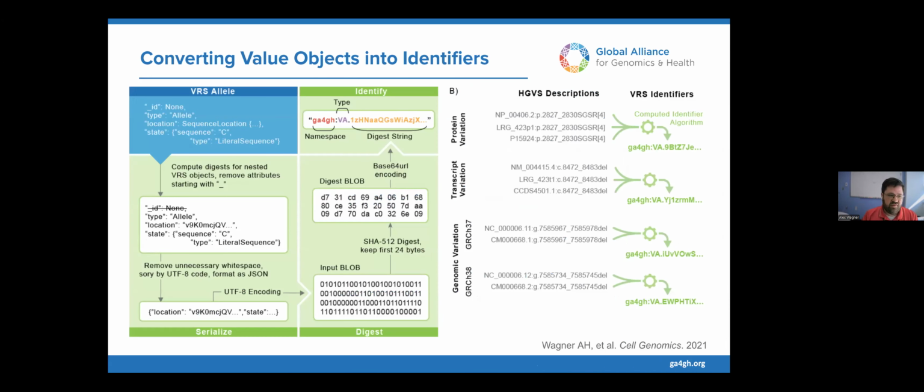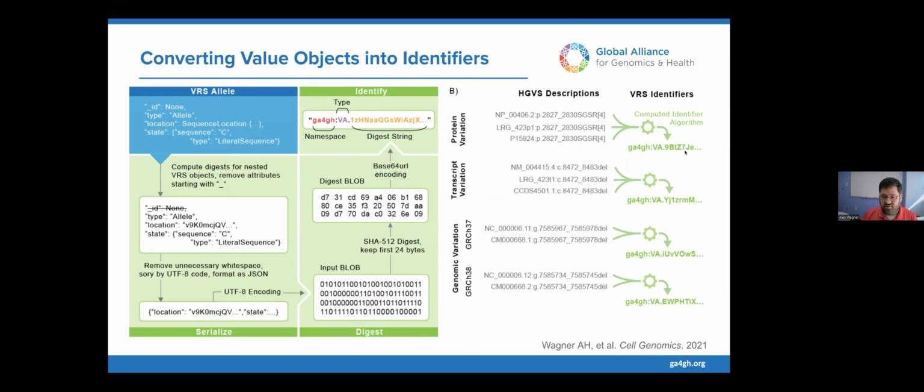Okay. So using those conventions and the JSON serialization, we're able to then convert value objects into identifiers. So we can take that representation, we can digest it, and we can put it into this coded namespace, where we basically say this is a GA4GH object, it's a variant allele type, and it has this computed digest. And what's nice about that is then when you have different descriptions of what are the same variant on the same underlying reference sequence that might have different names, you still end up with the same computed identifier. It's all driven by the data and not by the names given to the data.